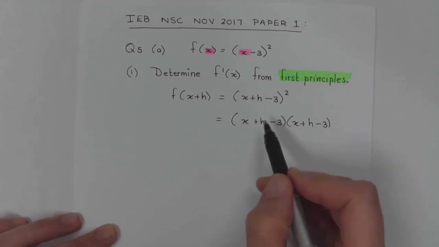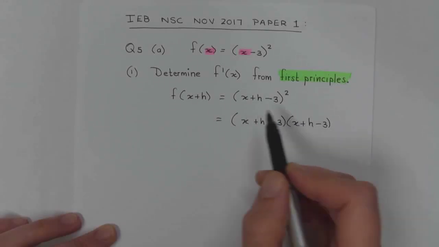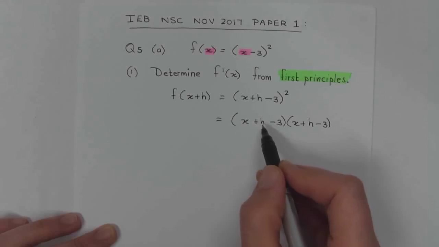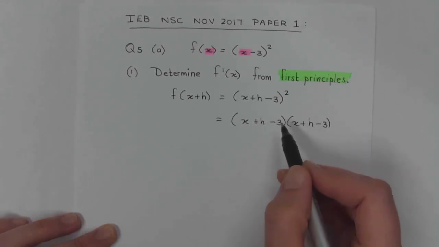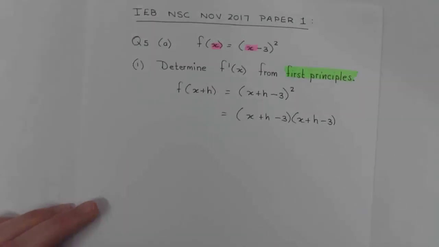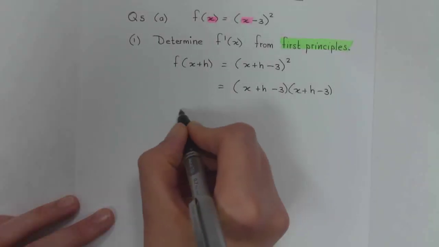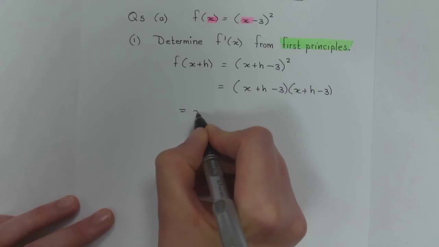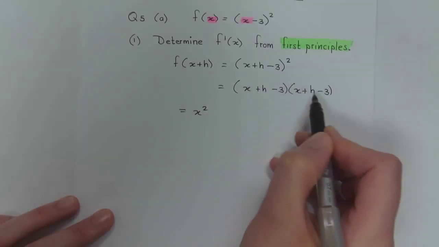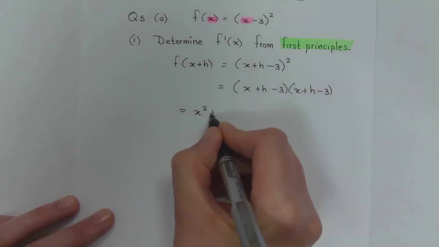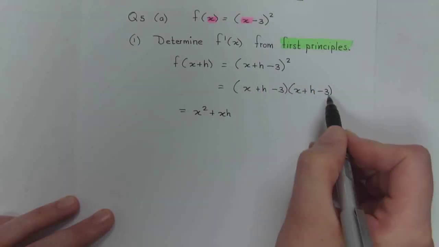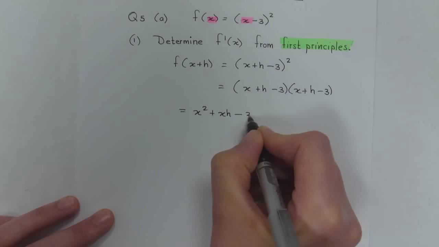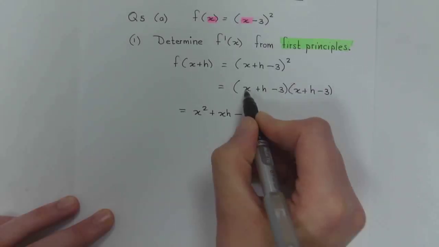So I'm going to have to multiply the x, by h, and by negative 3. And then I'm going to have to multiply the h by all 3 of those terms. And then I'm also going to have to multiply negative 3 by all 3 of those terms. So let's see how this goes. I need a little bit more space here. So I've got x squared there, plus x times h, which is xh, plus x times, or in this case, x times negative 3, so that's going to be negative 3x. So that's the first 3 products.